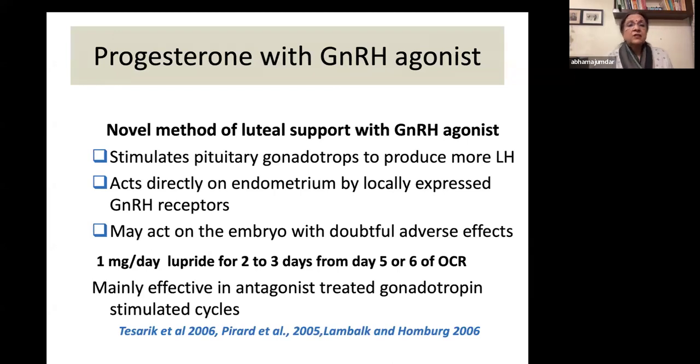Having said that, agonist, this was a novel method. One of my FNB students, Datta Prasad, did a study on this. And the thought behind it is that GnRH agonist small doses, 1 milligram, stimulates pituitary gonadotropes to produce more LH, which directly acts on endometrium by locally expressed GnRH receptors. It may also act on the embryo with doubtful adverse effects. We don't know. The dose is 1 milligram a day, Lupride for 2 to 3 days from day 5 or 6 of OCR. And it is mainly only effective mostly in antagonist-treated gonadotropin-stimulated cycles.